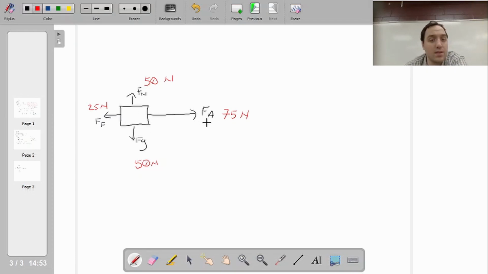So in this case, which side's winning and by how much is how I typically will think about it. Well, up and down are balanced, so it's not up and down, but left, right, or not. It's 75 newtons to the right, 25 to the left. 75 is 50 bigger than 25, or in other words, my net force, or my sum of all forces, is 50 newtons to the right.